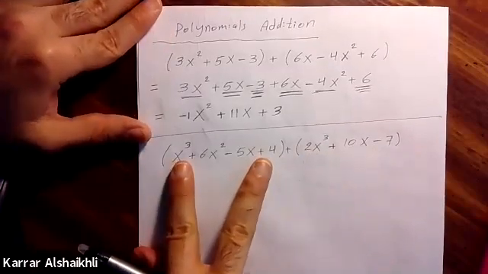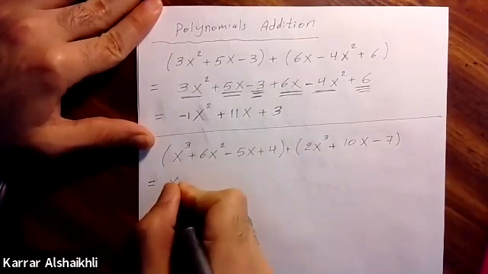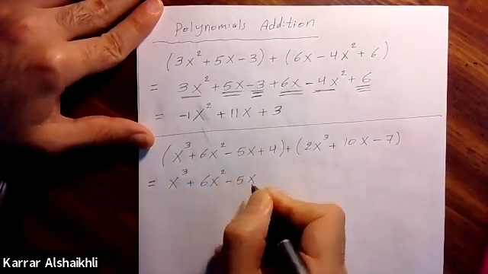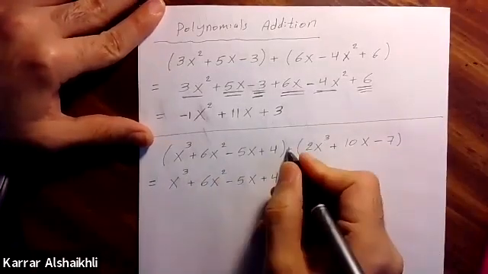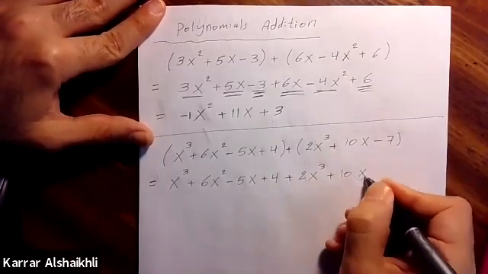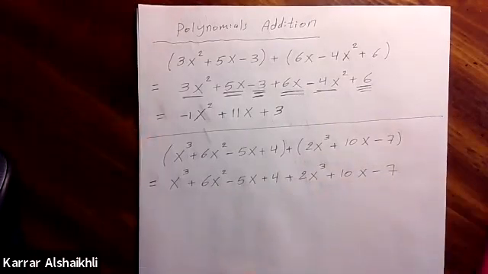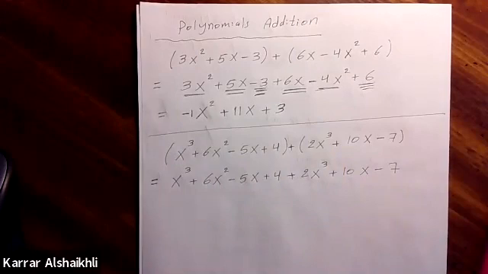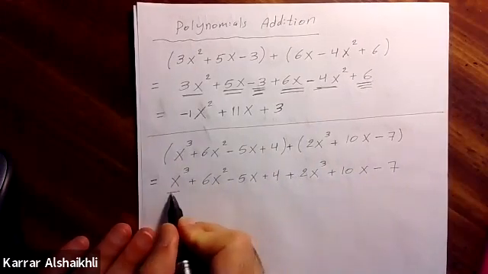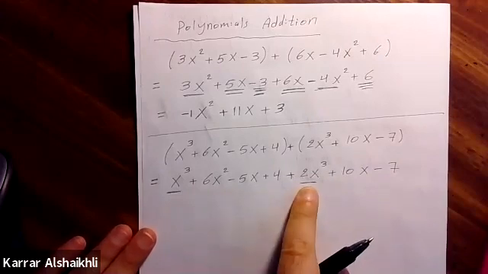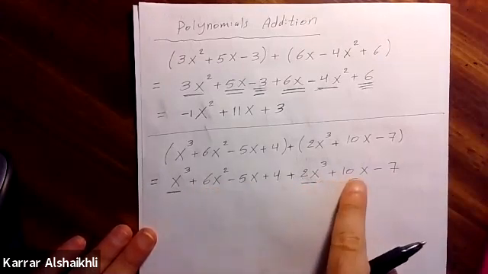I'm going to write down the first one exactly the same, which is x cubed plus 6x squared minus 5x plus 4, plus 2x cubed plus 10x minus 7. You see, I'm going to write down the first one plus the second polynomial. Now we're just going to combine the like terms. Where are the like terms? I have a cube here. Keep going. I have an exponent cube here. That means this one is similar to this one.